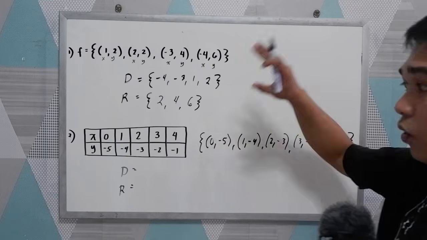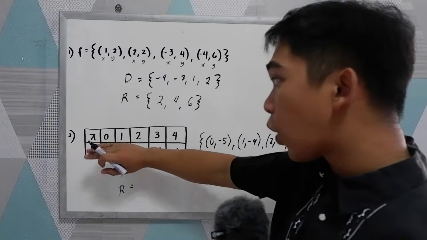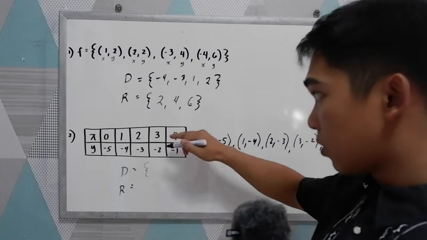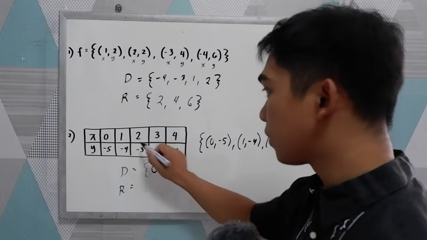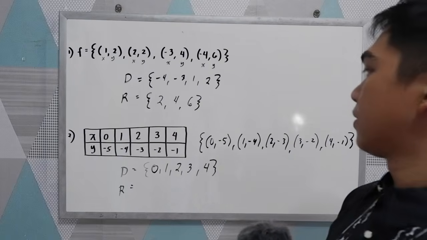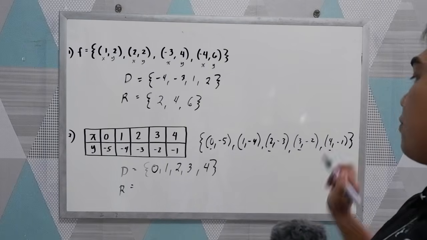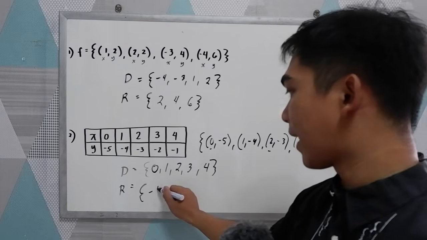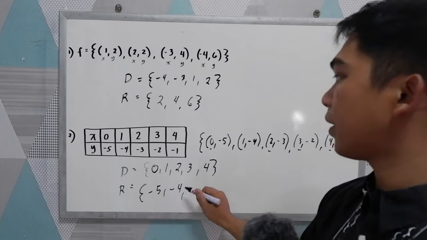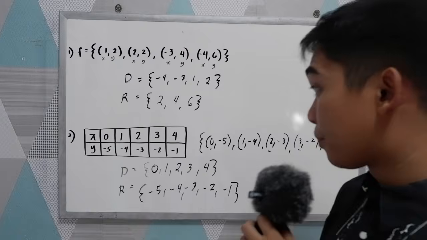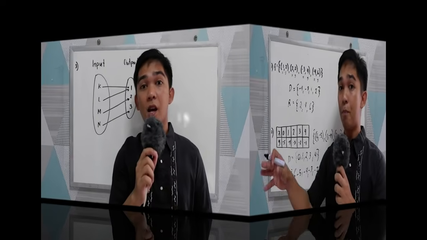As you can see, we can get our domain by writing all our inputs in our x. So we have 0, 1, 2, 3, and 4. And our y, we have negative 5, negative 4, negative 3, negative 2, negative 1. As simple as that.